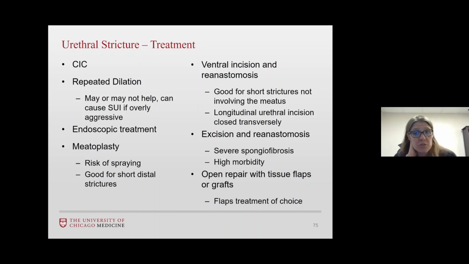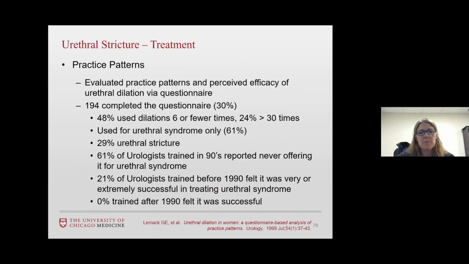Potentially, you could consider a ventral incision and reanastomosis for very short strictures not involving the meatus. You would basically do a longitudinal urethral incision and close it transversely. It couldn't be too thick or dense a stricture, because you can't mobilize the female urethra, and it couldn't be very long either. Excision and reanastomosis for severe spongiofibrosis, but that's going to have a very high morbidity. And then open repair with tissue flaps or grafts. Some people say flaps are the treatment of choice, but now a lot of people are doing buccal graft.